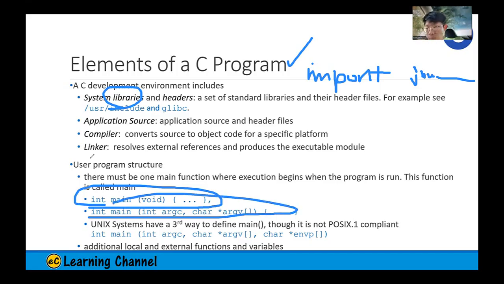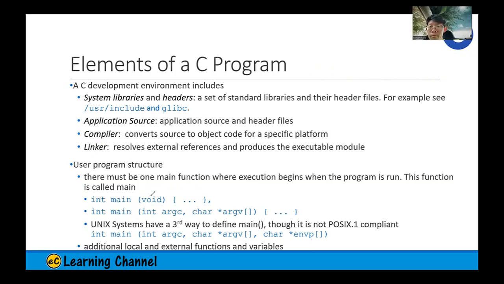There is int main(void), int main with an argument count, argument vector, and an environment parameter. These are different types of program headers. So let's get started with one program.